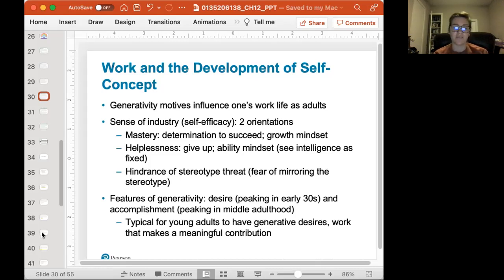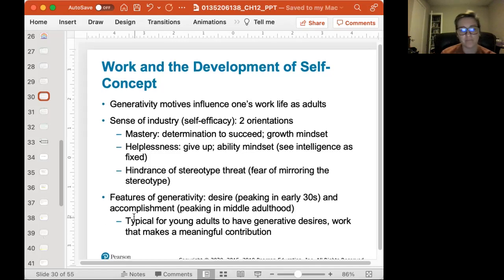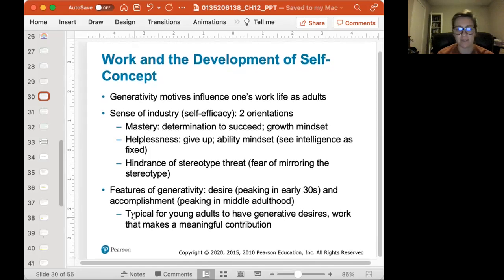So features of generativity: there's desire peaking in the early 30s and accomplishment that peaks in middle adulthood. It's typical for young adults to have generative desires and work that makes a meaningful contribution. Right? So they want a job that means something, that they're either giving back to the world or it's making some positive impact in some way. And I feel smart, something like that.